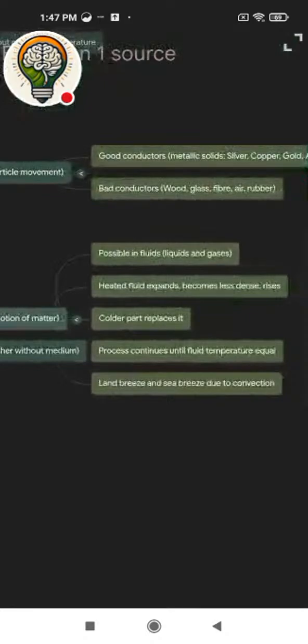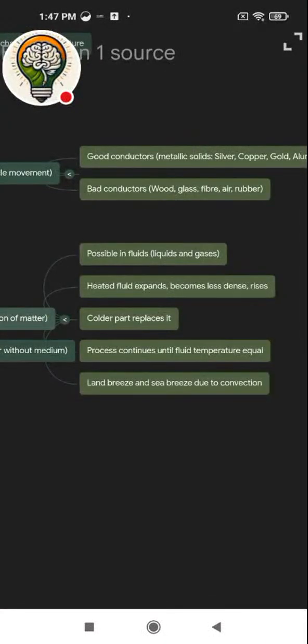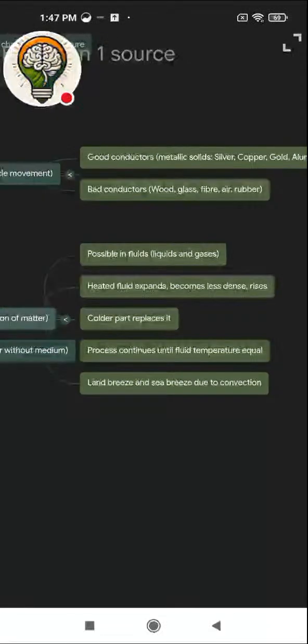So it is possible in fluids, that is liquids and gases. Heated fluid expands, becomes less dense and rises, and the colder part replaces it, and the process continues until the fluid temperature is equal. Land breeze and sea breeze are due to convection.